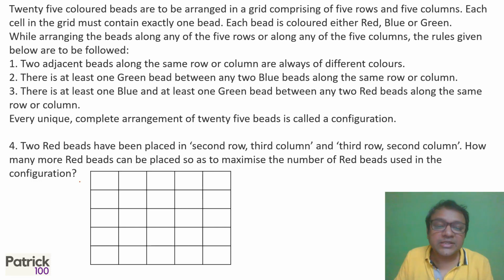Two red beads are placed in the second row, third column, and third row, second column. Now, in the second row, there can be only one red, because between two reds, there has to be one blue and one green. So I can't have more than one red out here in the second row. Okay. So based on that, maybe you can work on that and check out what can be possible.